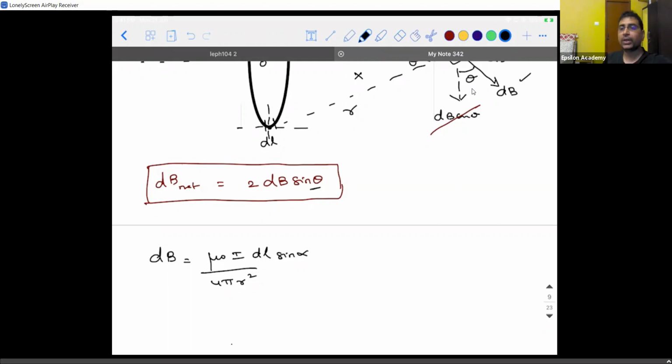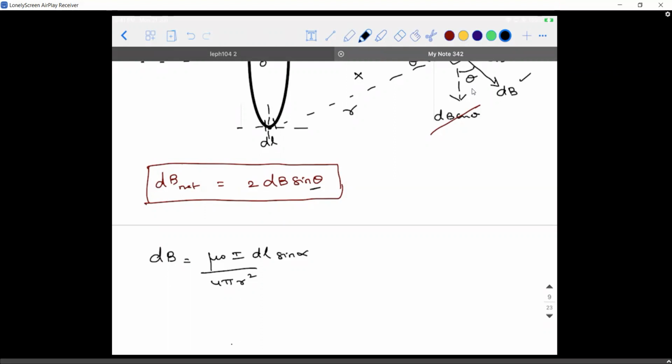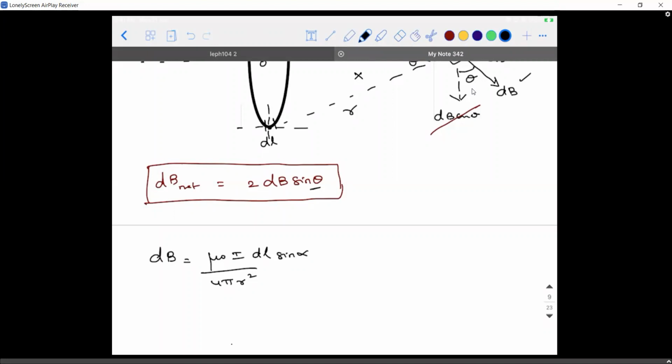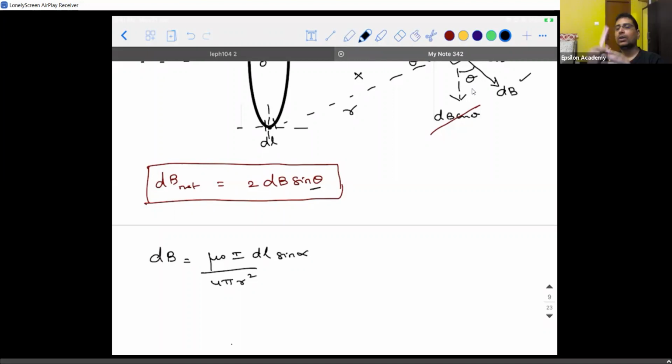Alpha is the angle between which two vectors? DL vector and R vector. Alpha is the angle between DL and R vector. Very good. So if I take DL, what was the direction of DL at the top? Direction of DL was towards me. R vector is like this.